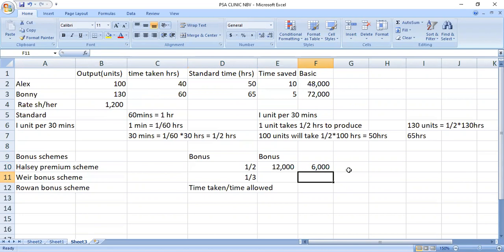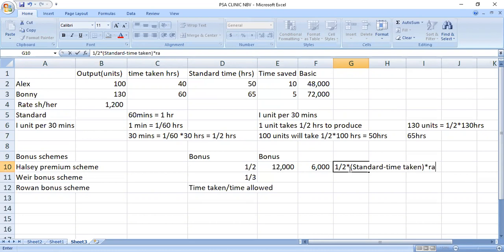Somebody asked, is it a half? Times time saved, of course, time saved is the same as standard time minus time taken, then times the rate. Someone wants to use this formula. I'm saying it is fine. Then let's go to the next.